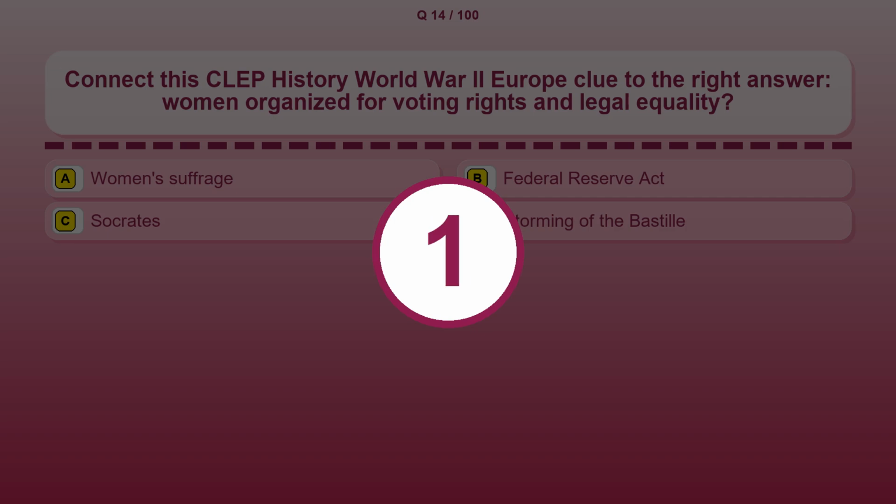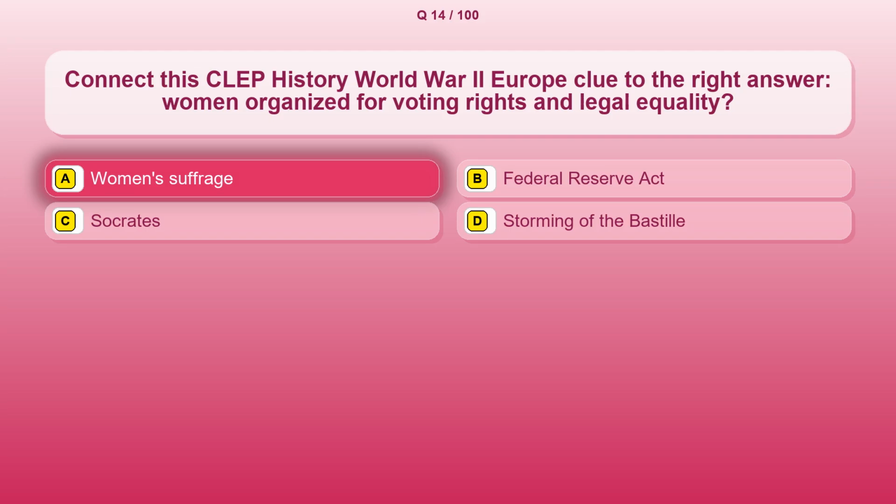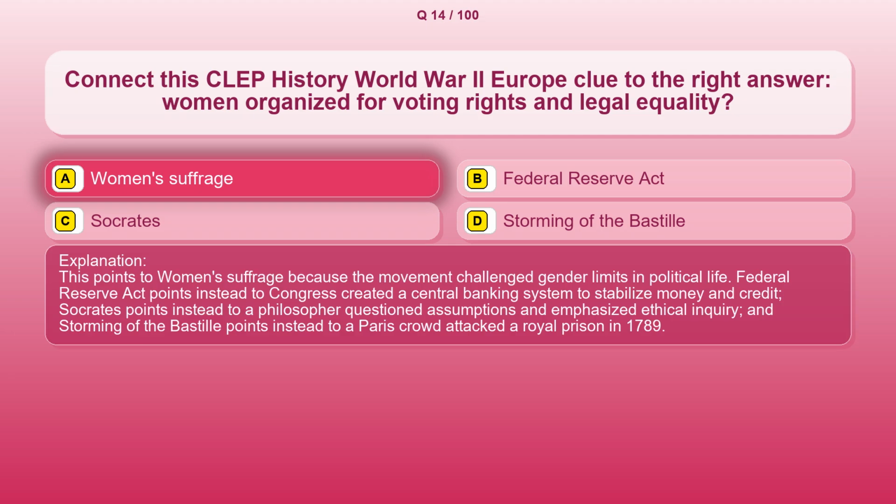The correct answer is option A, women's suffrage. This points to women's suffrage because the movement challenged gender limits in political life. Federal Reserve Act points instead to Congress created a central banking system to stabilize money and credit.